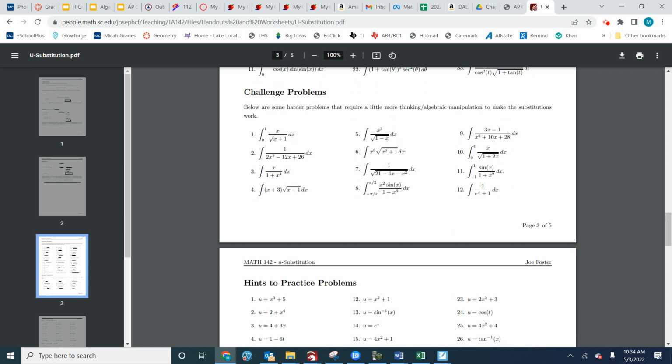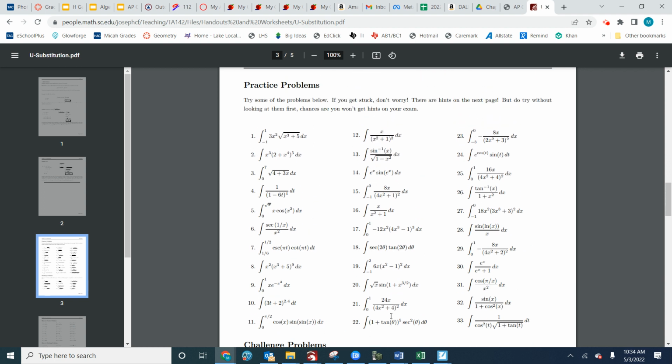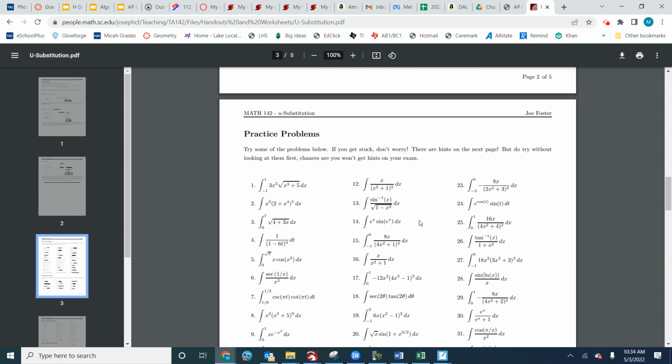Oh, challenge problems. And just in all honesty, the ones they put on here, oh, come on. The ones they put on here are not typically too rough on the multiple choice. These are probably not going to be on free response. I've seen a part of one in there, but not a "solve this using substitution" problem per se.